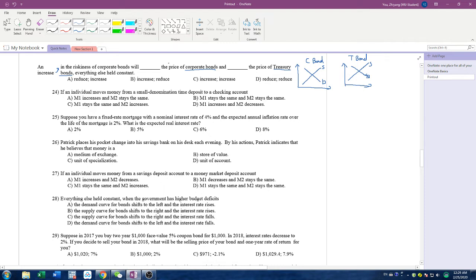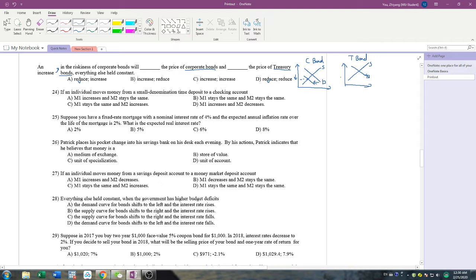Since the risk of corporate bonds is changing, if you still remember, there are 3 factors that shift the supply curve, and there are 5 factors that shift the demand curve. The relative risk of the bond is one of the factors that shifts the demand curve. So when risk increases, we're going to demand less of corporate bonds. The demand curve shifts to the left, which makes the price drop. So the first one is going to be reduced.